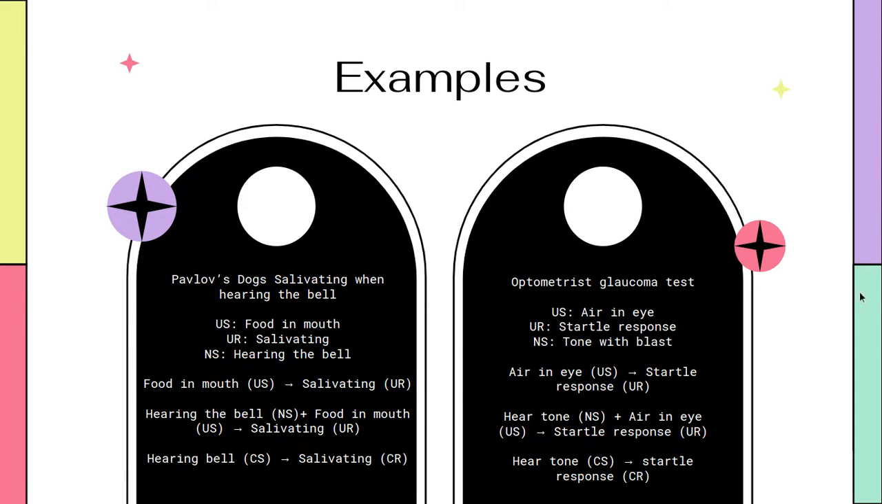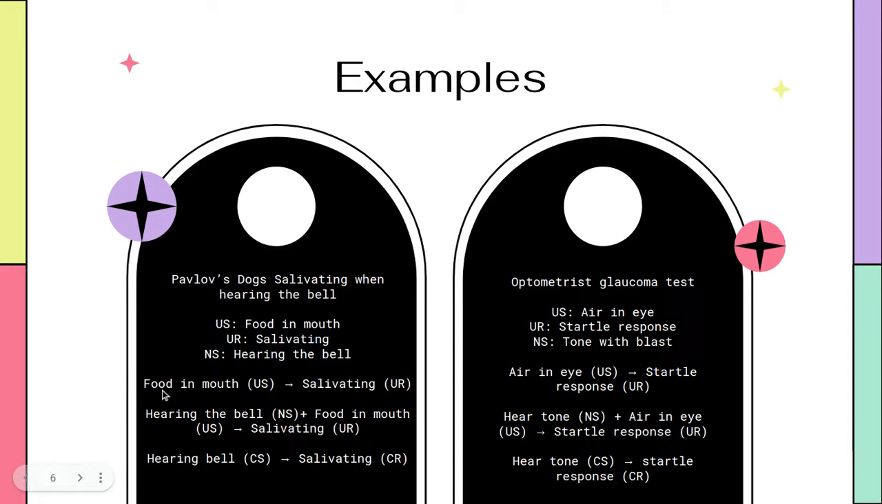First, I have a pretty simple example, one that I'm sure you've probably seen before, but I'm just going to go over it again in the context of what we've gone over. So this is regarding Pavlov's dogs and the salivating when they hear the bell. In this scenario, the unconditioned stimulus would be the food in their mouth, and the unconditioned response is salivating. The neutral stimulus is hearing the bell.